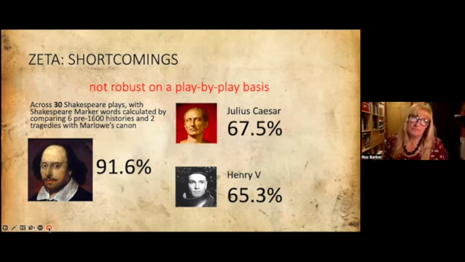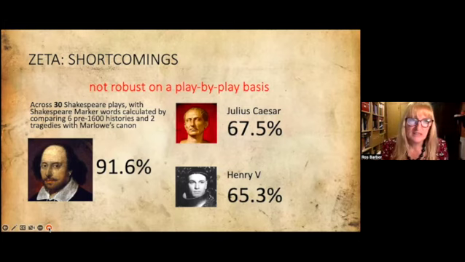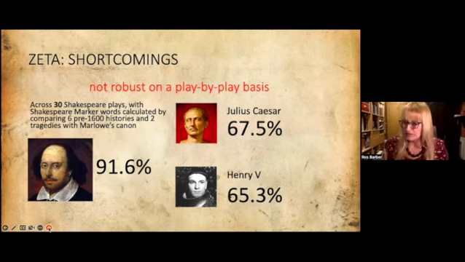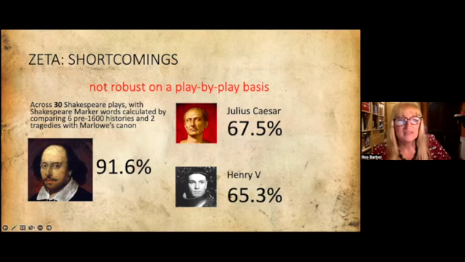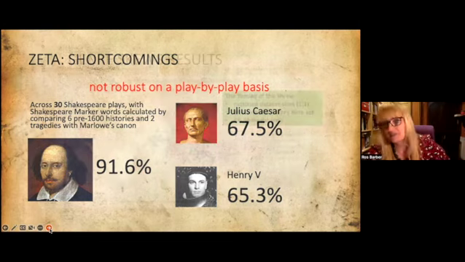Here are some basic shortcomings of ZETA. It's not robust on a play-by-play basis. Now, they claim 99.9% accuracy, but they were using an appalling method. When you use a properly mathematically correct method, which is standard deviation, their figure is actually 91.6%. Now, that's still really good, right? That they could tell something that Shakespeare is. But on a play-by-play basis, it's not at all robust. It would suggest that Julius Caesar is only 67.5% Shakespeare's, Henry V is 65% Shakespeare's. I don't think that's true.